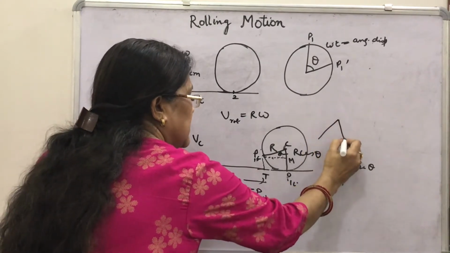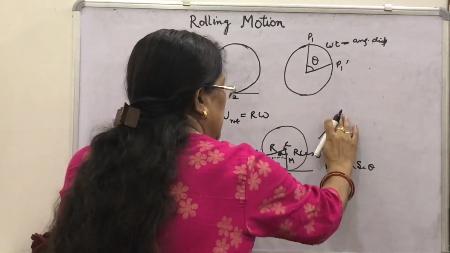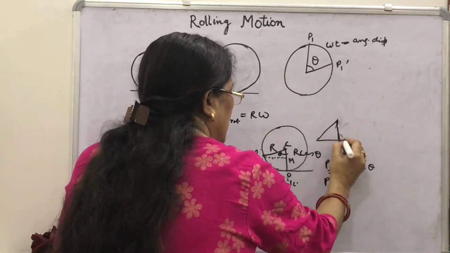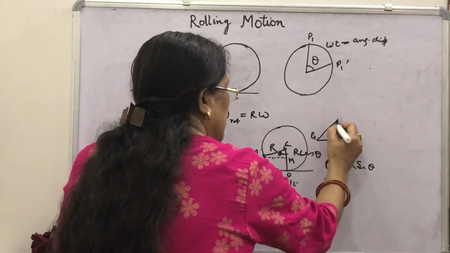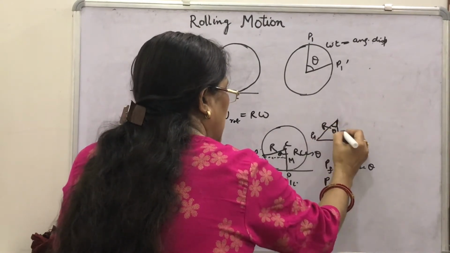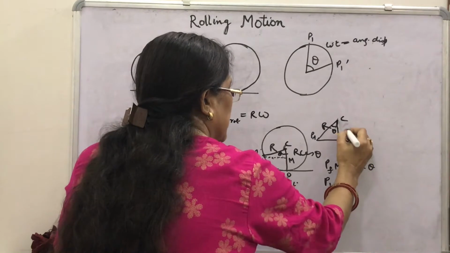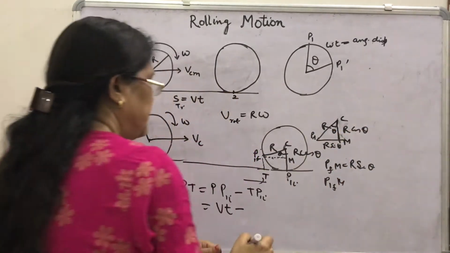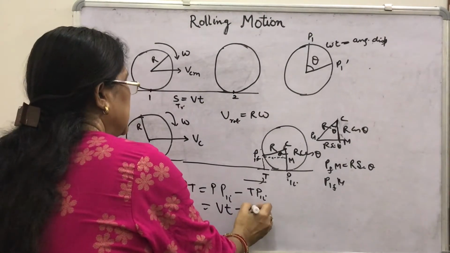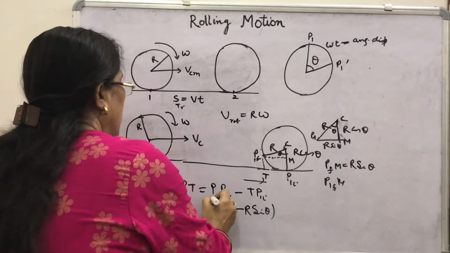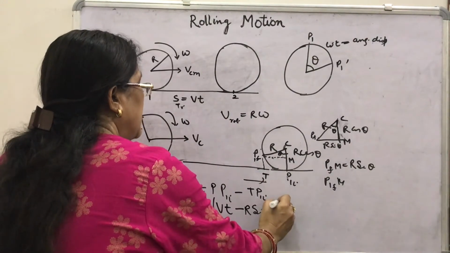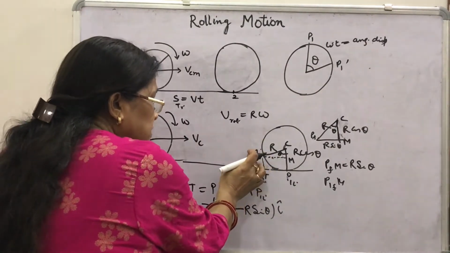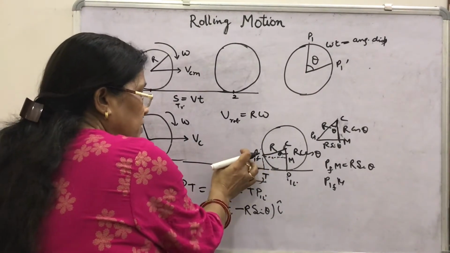If this is the right angle triangle, this is P1F, this is angle theta, this is R, this is C, this is M. This will be R cos theta, and this will be R sin theta. So this is minus R sin theta, and along the x-axis, so it will be I cap. This is the final position of the point P.